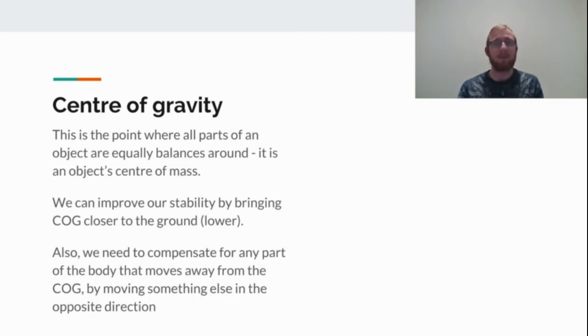So say for example, if I put my arm out like this, my center of gravity has shifted a little bit, shifted out to the side. To compensate for that, I would need to put my other arm out, and that would bring the center of gravity back in the middle because I've compensated with an opposite movement.